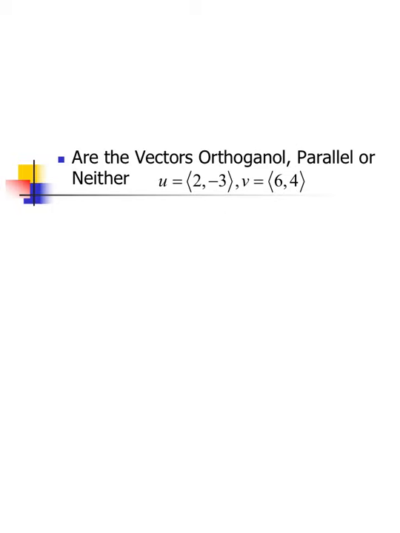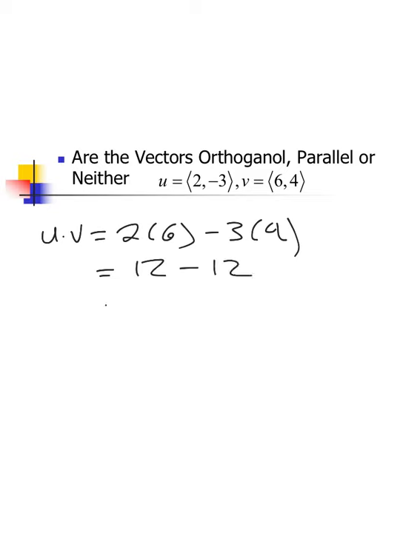All right, we're going to try that one more time. We have two vectors u and v. We want to see if they are orthogonal, parallel, or neither. So to begin with, let's go with the orthogonal part. We're going to do the dot product of u and v. So we have 2 times 6, and then minus 3 times 4, which is going to be 12 minus 12, getting us a value of 0. Since the dot product does in fact equal 0, we can say for sure that our vectors are orthogonal.